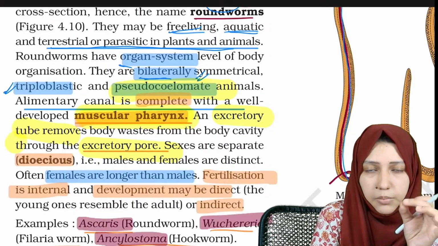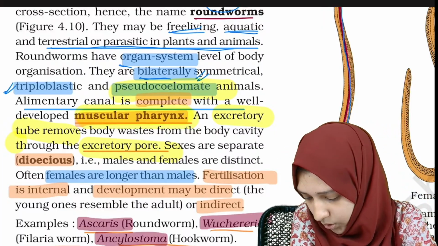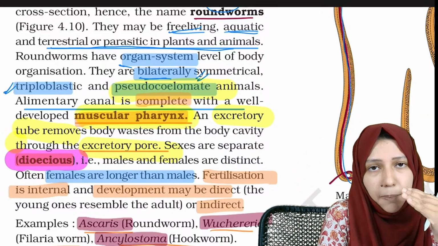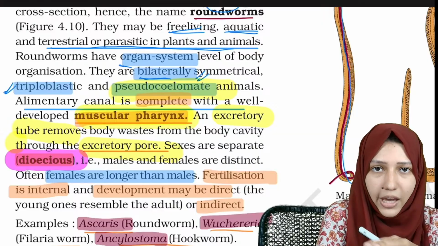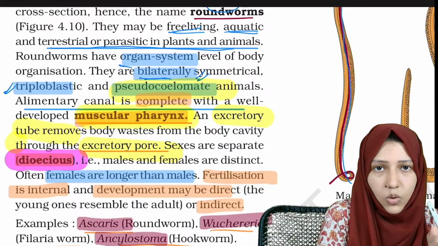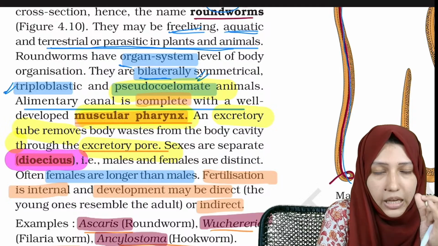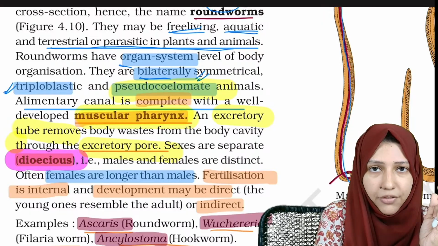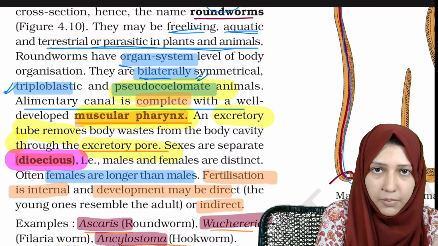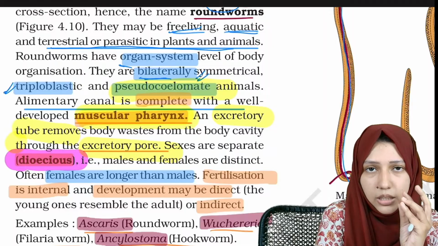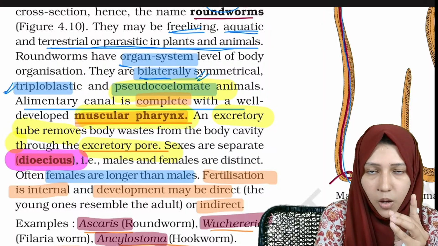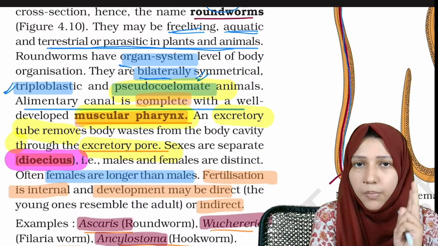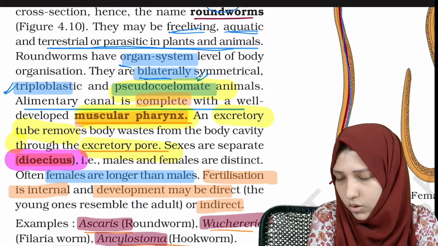Now comes the most important point. The most important point is that it is dioecious, which means, till Platyhelminthes we have discussed, the sexes are not separate, which means male and female organs were in the same organism. But here the sexes are separate, which means there is a separate female and a separate male in this type of organism. So, they are known as dioecious.